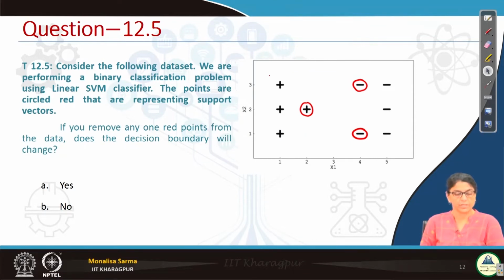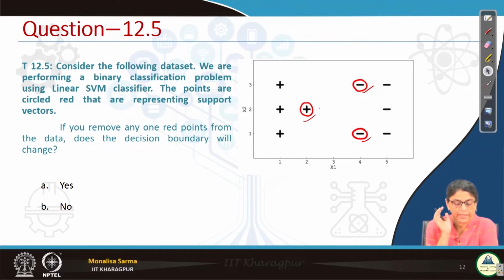So now here, consider the following data set. We are performing a binary classification problem using a linear SVM classifier. The points circled red are representing support vectors. So these are the support vectors. This is one support vector, this is one support vector, this is one support vector.